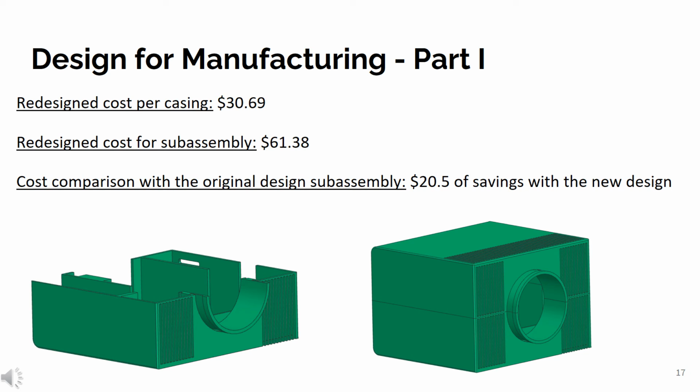After all these design modifications, these two parts of the assembly have a total cost of $61.38. This means that with these design changes, we can have a cost savings of $20.5.